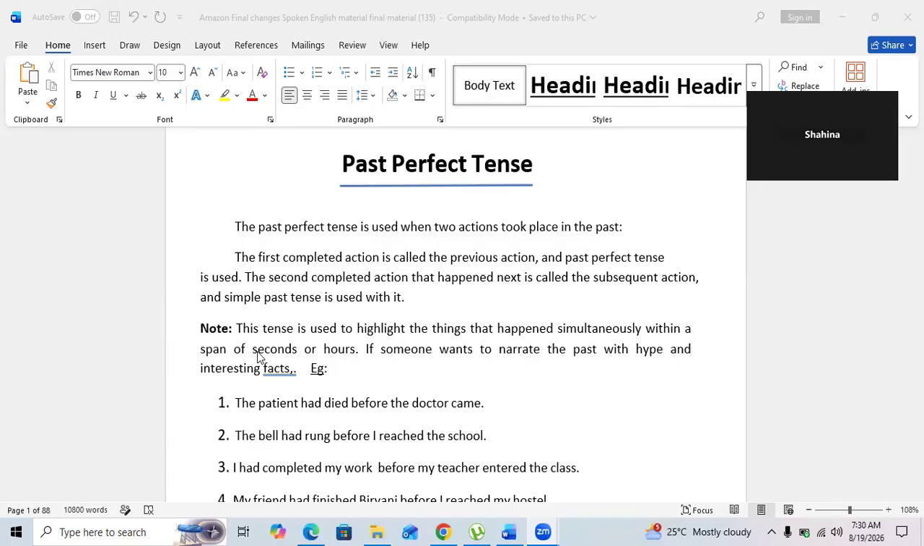The doctor came. So this tense is used to highlight the things that happened simultaneously within a span of seconds or hours. But if you want to highlight, especially in case of news, you'll find, or if you're working in the IT sector, over there you'll find that yes, this is how you can highlight.